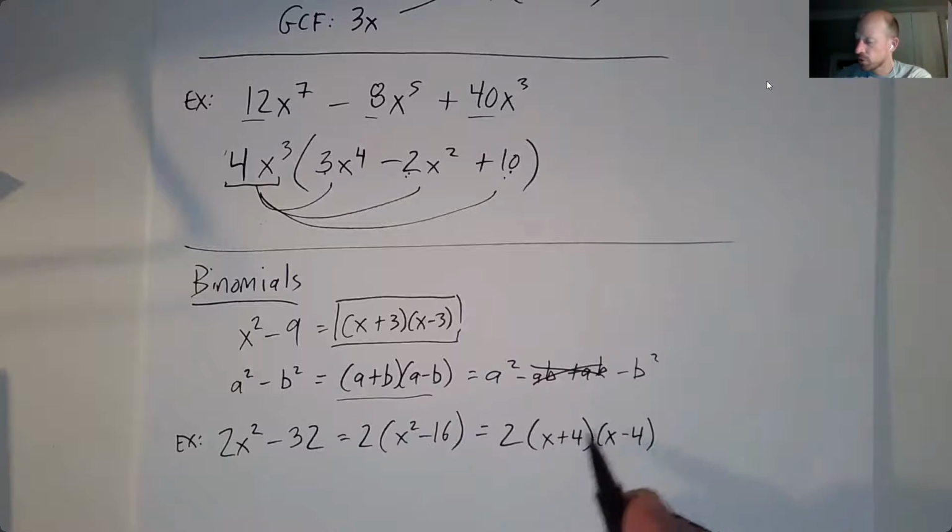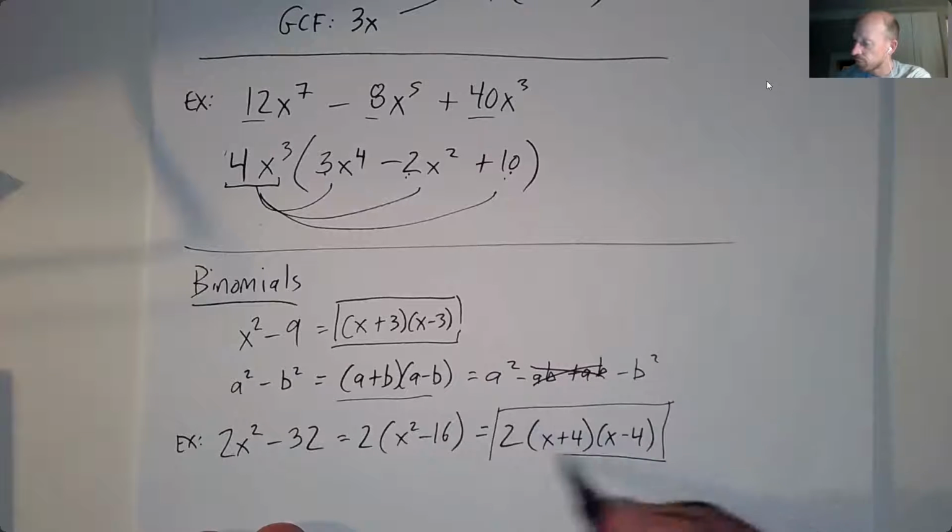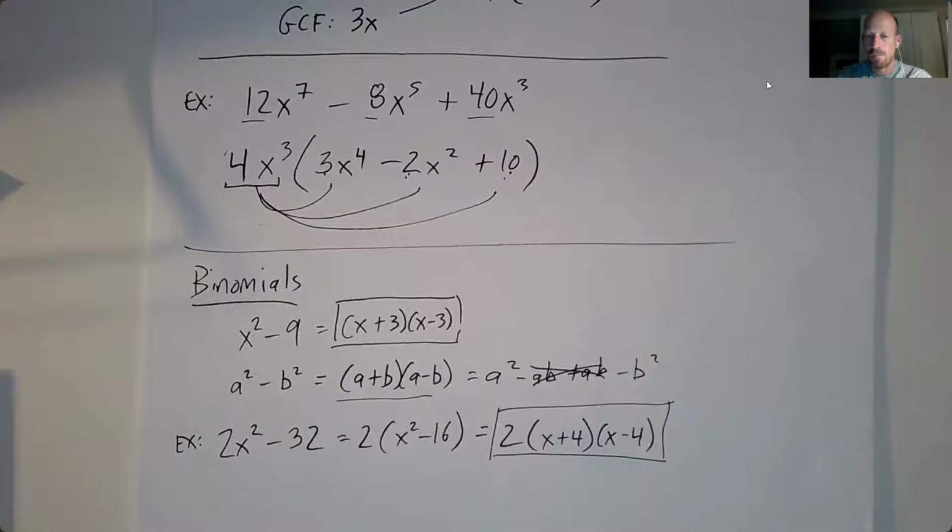When we multiply those, we get our original problem, right? But now this is written in factored form. Questions on that part?